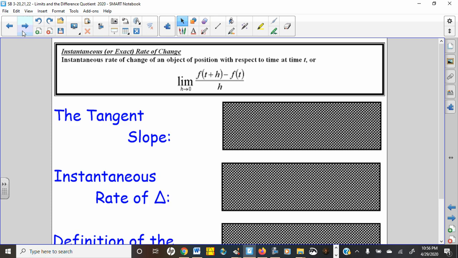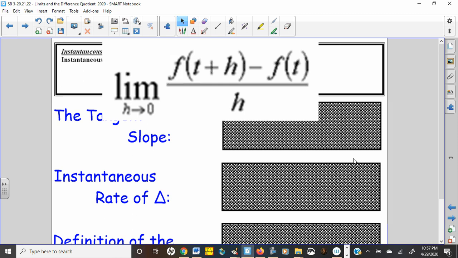Here are a whole bunch of things that kind of look alike. Here's what we're talking about today. This would be something that I think you would find on page 22 at the top, the instantaneous or exact rate of change, and it should look really familiar. It should look like, hey, limit as h goes to zero of... the only difference is it looks like this t is not what we were using yesterday.